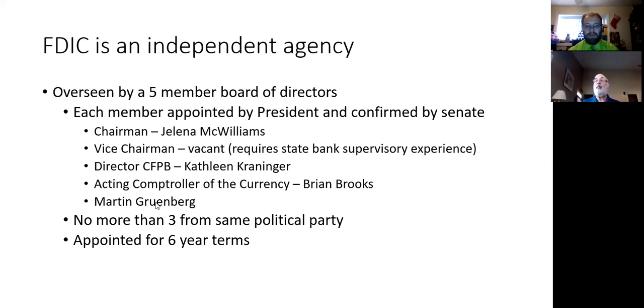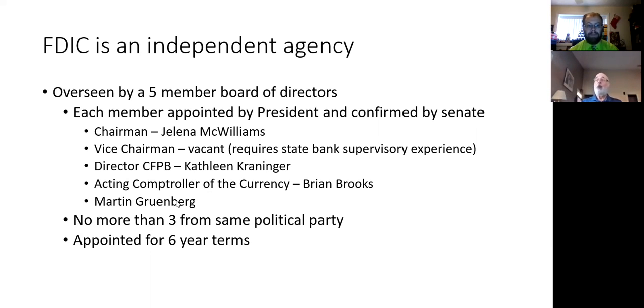He was former chairman of the board. And then one member of the board is required to have state bank supervisory experience. Right now, we do not have a member of the board that has that. No more than 3 members of the 5-member board can be from the same political party. So in essence, typically when a Republican president's in power, 3 of the board members are Republican and 2 are Democrat, and vice versa.